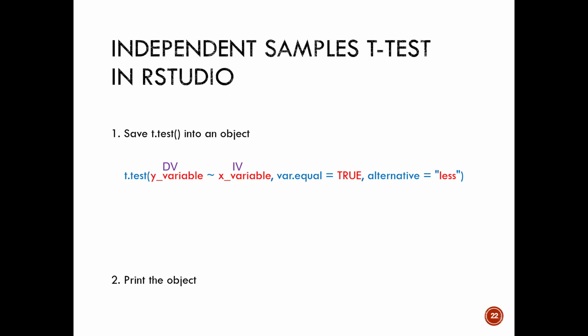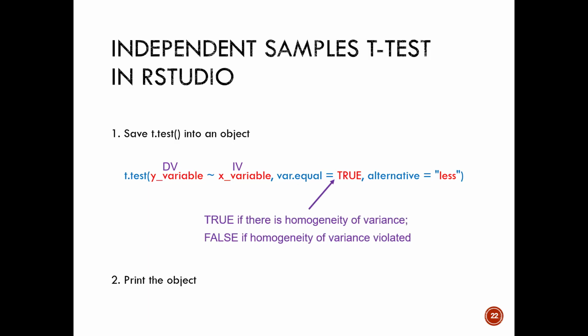Then depending on the results of the Levene's test, you can tell RStudio whether or not the variances are equal. You can write down TRUE if the homogeneity of variance assumption is met, and you can write down FALSE, all caps, if the homogeneity of variance assumption is violated. When you're running a one-tailed test, you can also use the alternative statement, which you've already used before. Less means that group 1 has a lower mean than group 2. Greater would mean that group 1 has a higher mean than group 2.